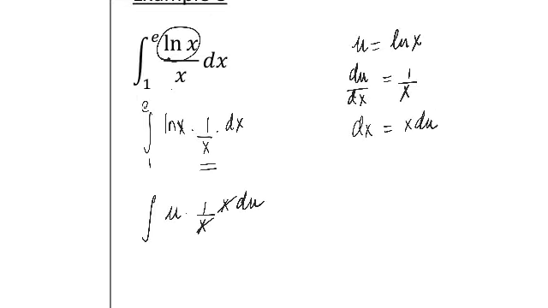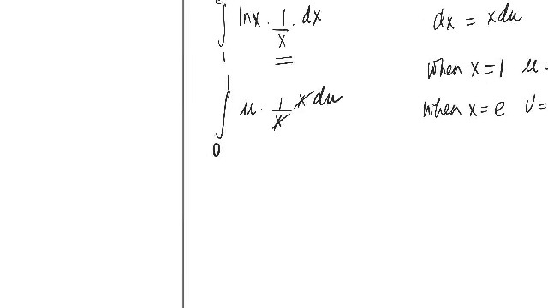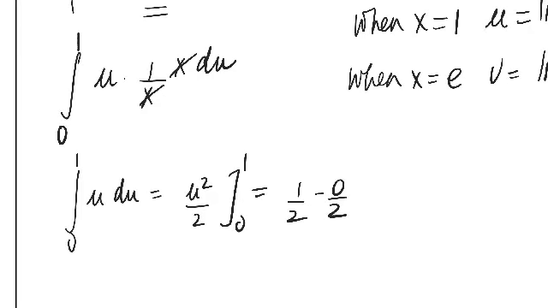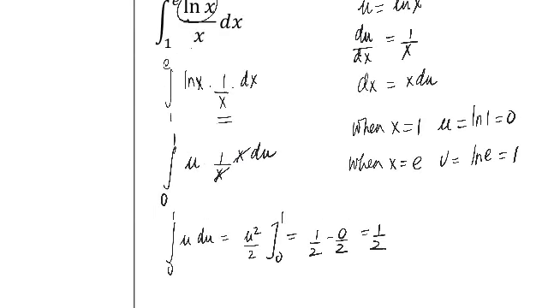So that looks great. Now the limits, when x is equal to 1, u is equal to ln of 1, which is 0. So 0 goes on the bottom. When x is equal to e, u is equal to ln of e, which is 1. 1 goes on the top. So now I've made my integral 0 to 1 u du, super easy integral, and I have an answer of 1/2, right? So 1/2 is the numerical answer that we expect out of a definite integral here, okay?